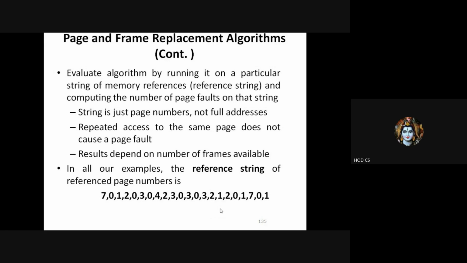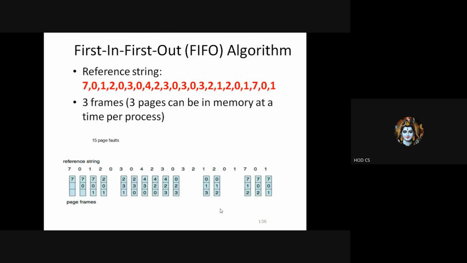7012003042030321201701701. So there are three kinds of page and frame replacement algorithms. One is the first in first out algorithm. The second one is the optimal algorithm, and third one is the least recently used algorithm, that is the LRU algorithm. Let us see the first in first out algorithm.